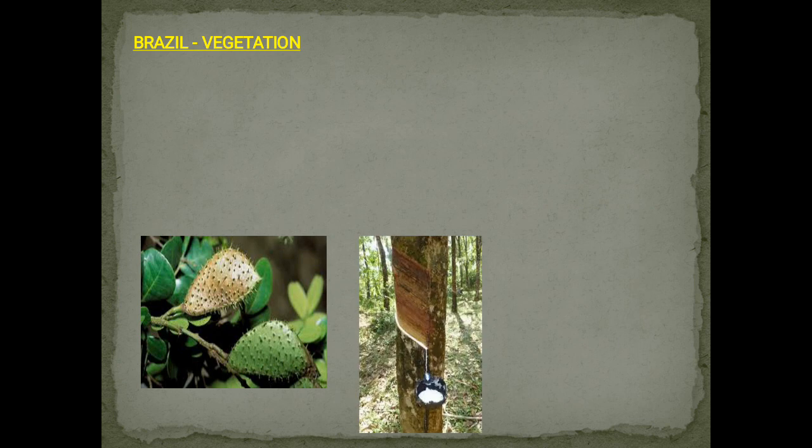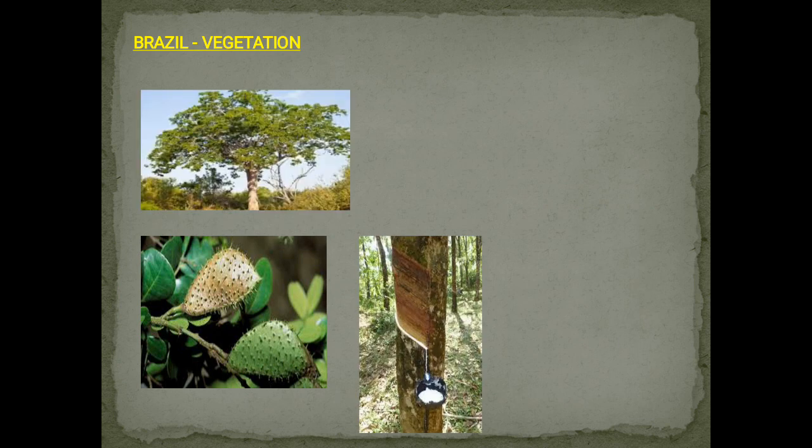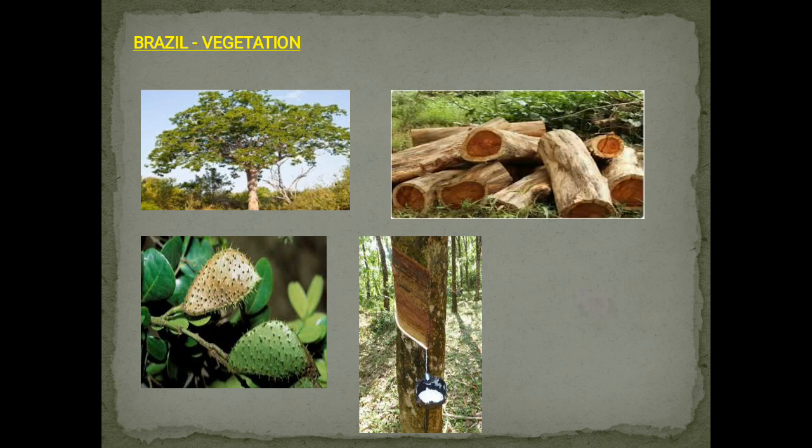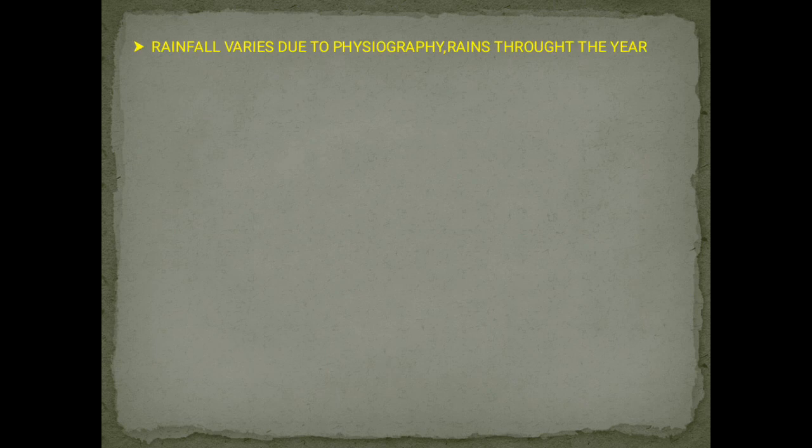These are the pictures of some plants and trees which are found in Brazil. In Brazil, rainfall varies due to physiography. In most parts of the equatorial region, it rains throughout the year. As one moves away from the equator, the number of rainy days as well as amount of rainfall reduces. This affects the life cycle of the vegetation too.